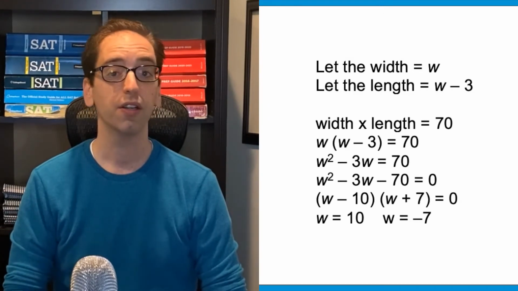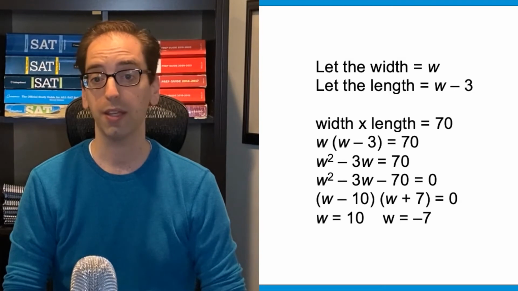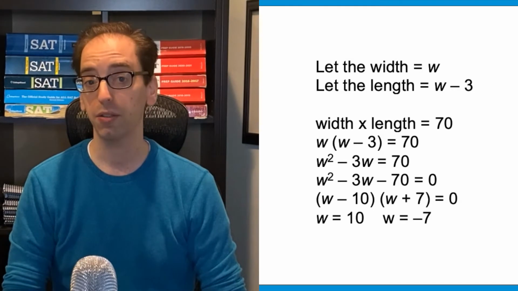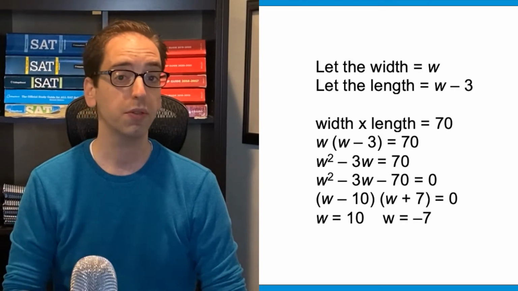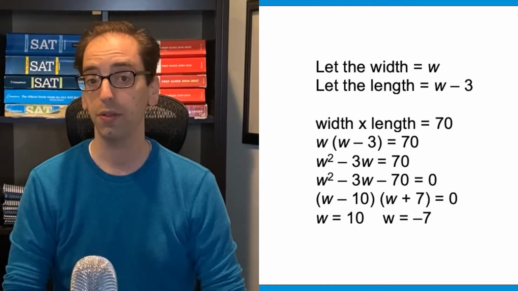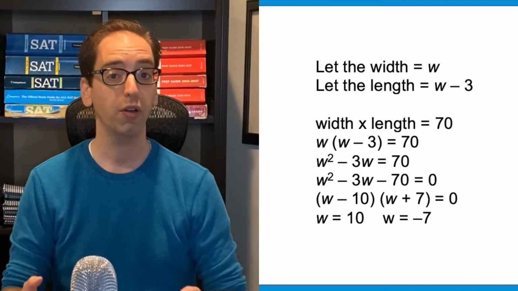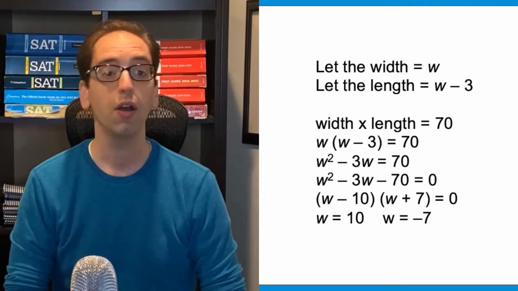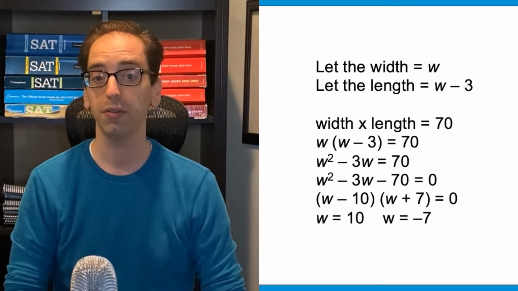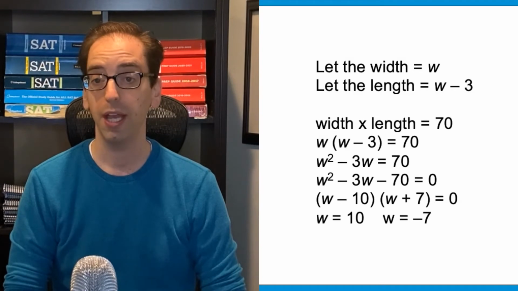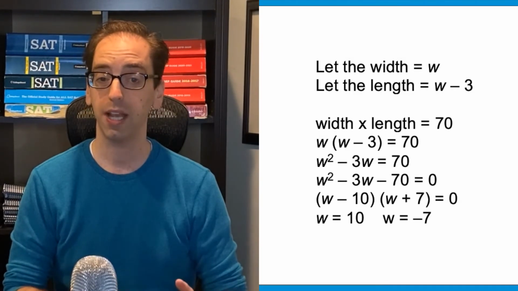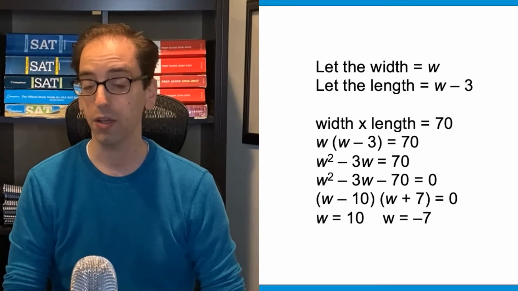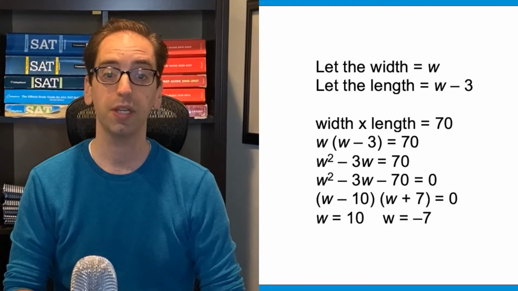And then from there, the formula for area is width times length equals 70. Subbing in those expressions would give us W times W minus 3 equals 70. Distribute through to get W squared minus 3W equals 70. We now have a trinomial. Time to set equal to 0 and factor. So moving over the 70 would give us W squared minus 3W minus 70 equals 0. And now factoring would give us W minus 10 and W plus 7 equals 0. Setting each one to 0 and solving would give W equals 10 and W equals negative 7.